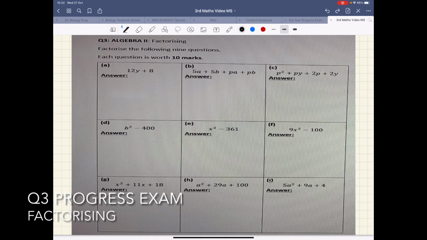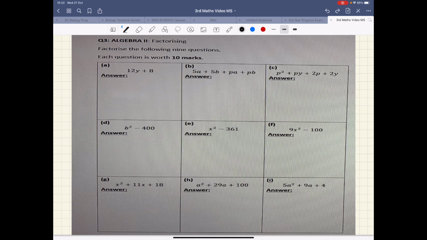Okay, so this was question 3, and it was factorizing. You were given 9 questions, and you had to factorize each of them. To start, I'll just highlight that A, B, and C are all going to be factorized by grouping and taking out what's common. So let's have a look at 12y plus 8.